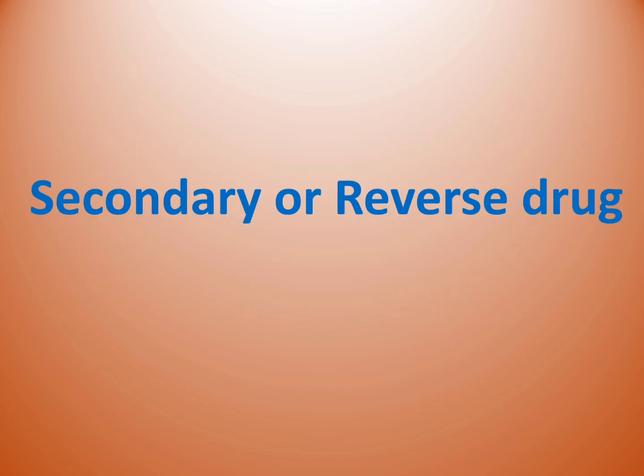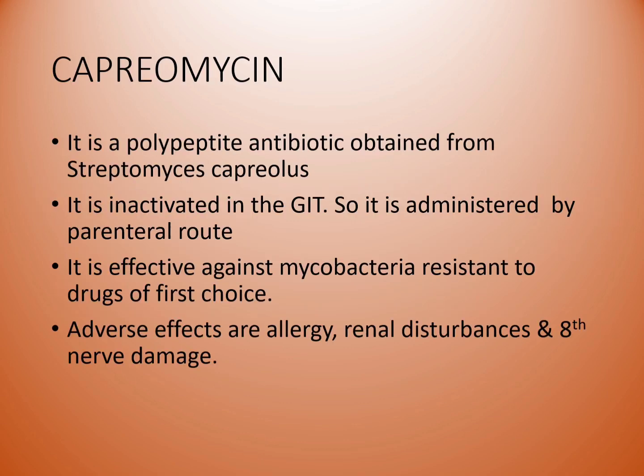The next, secondary or reserve drugs. First one, capreomycin. It is a polypeptide antibiotic obtained from Streptomyces capreolus. It is inactivated in the gastrointestinal tract, so it is administered by the parenteral route. It is effective against Mycobacteria resistant to drugs of first choice. Adverse effects are allergy, renal disturbances and eighth nerve damage.